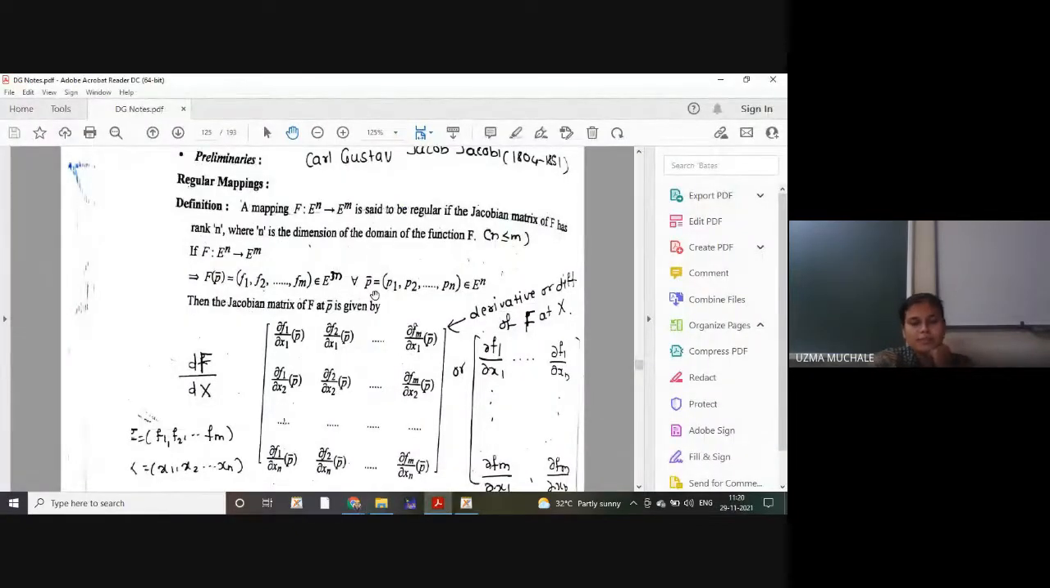Whether you know implicit and explicit functions. When you studied this Jacobian matrix, we solved many examples on the Jacobian.